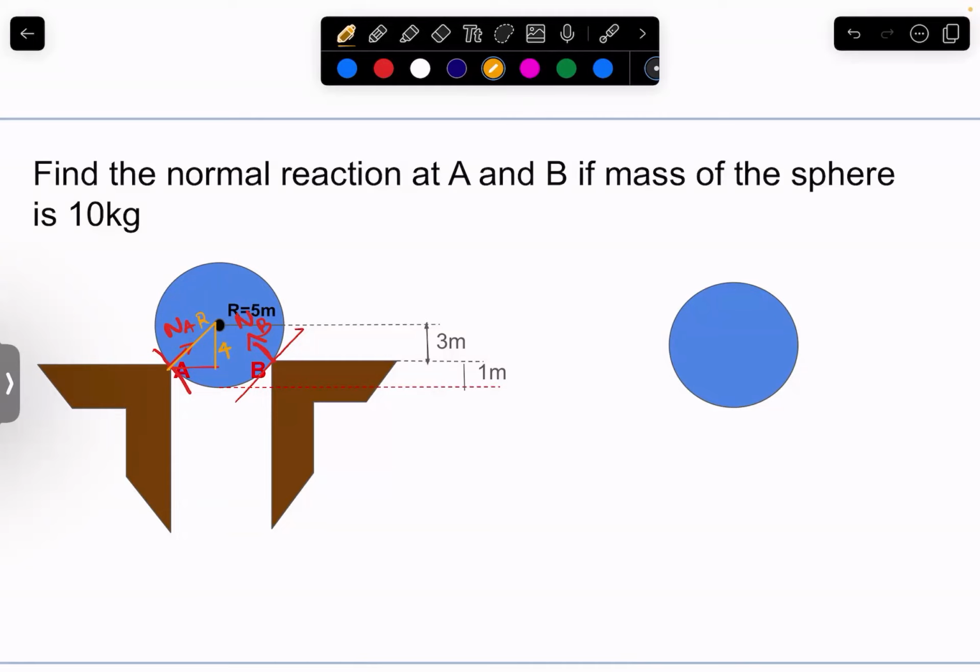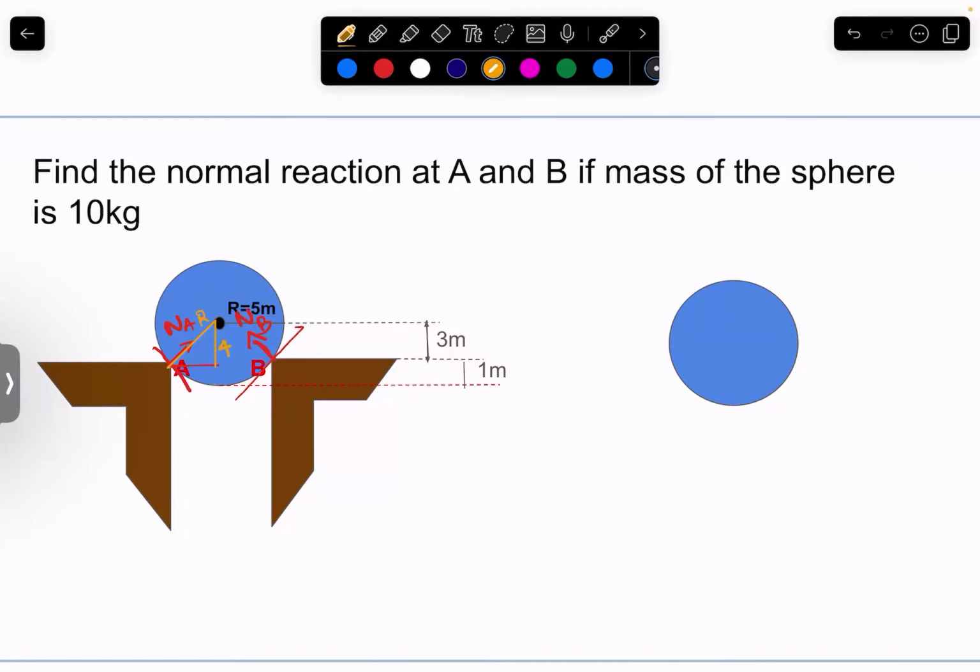Because this whole length is 5 meter, because it's the radius, right? From the center to the point on the circumference. So here you can see that this distance is 1 meter. So 5 minus 1 is 4.